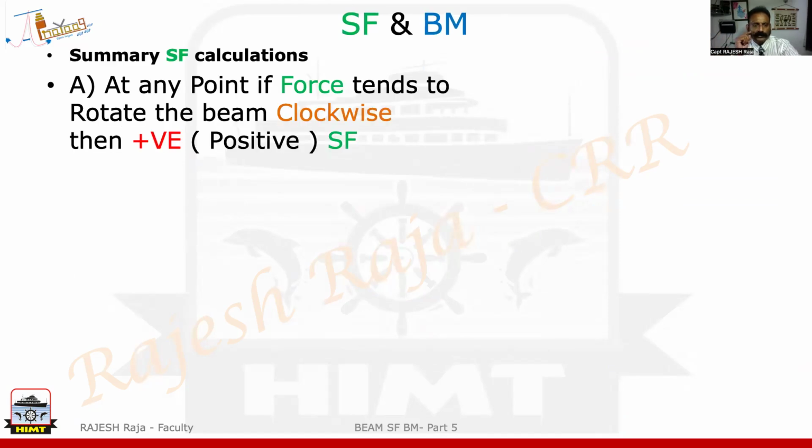Let us quickly look at a few summary of SF calculations. Again, this is one more method of SF calculation. Otherwise, normally what we do is we just look at the force, look at the other force, and we do an algebraic sum. I'm going to show you one more thing, how you can figure out whether this SF is going to be positive or negative. Please see this. I'm giving you a beam which is free, let us say, which is free to rotate at the pivot, and I give a force. You can see the force is going downwards.